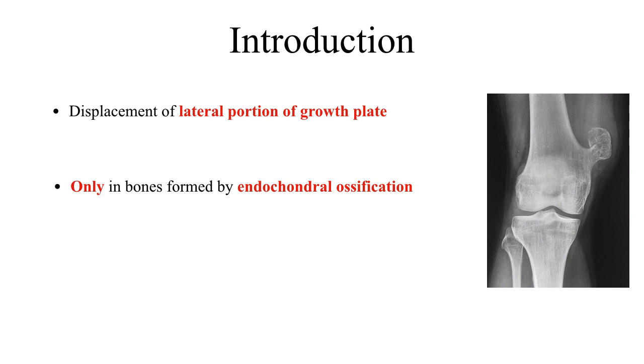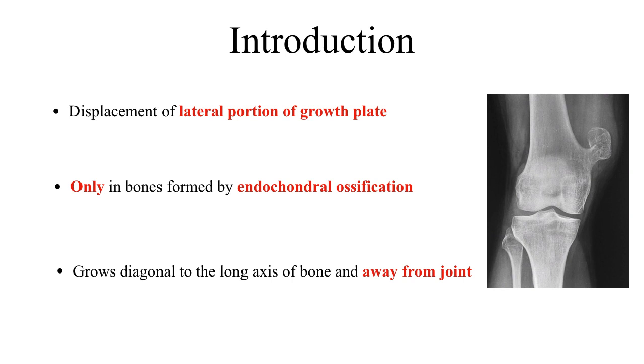Thus, exostosis is seen only in bones which are formed from the physeal growth plate, or in other words, only in bones which are formed by endochondral ossification, and it does not occur in bones which form by intramembranous ossification. The cauliflower growth grows diagonally along the long axis of the bone, and it is always away from the adjacent joint, as seen from this radiological picture.